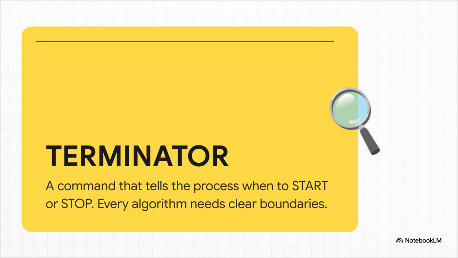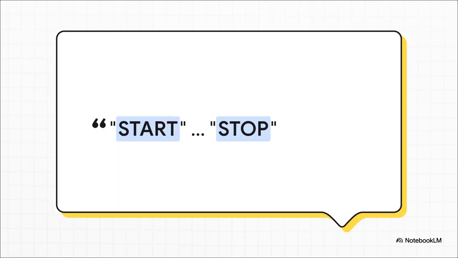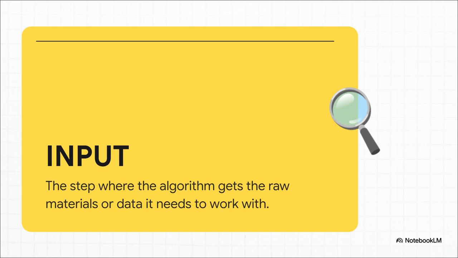Think of it like a recipe. You need to know when to start cooking, and you definitely need to know when the dish is done. A terminator just gives you those clear start and stop points. And in our puzzle, those pieces are literally the words start and stop. They're the bookends for the entire process. They tell us exactly where the instructions begin and where they end. Simple as that. Next up is input.